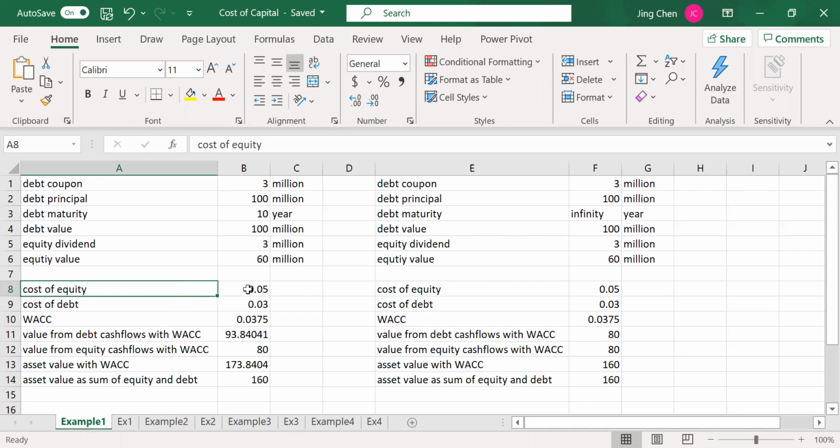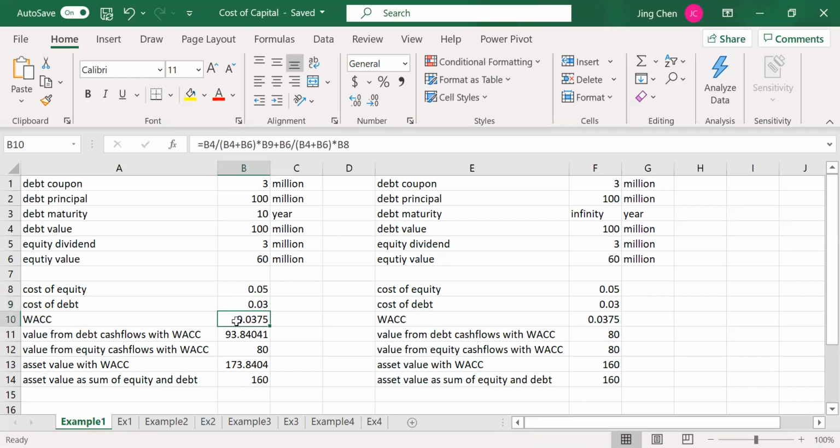Cost of equity is dividend divided by market value. Here, the growth rate is 0. So the dividend yield is the cost of capital. Same thing is for cost of debt. It is coupon divided by debt value.